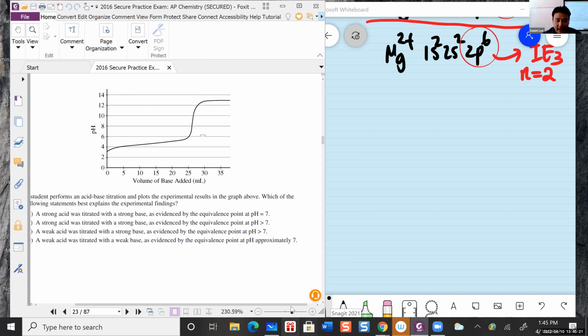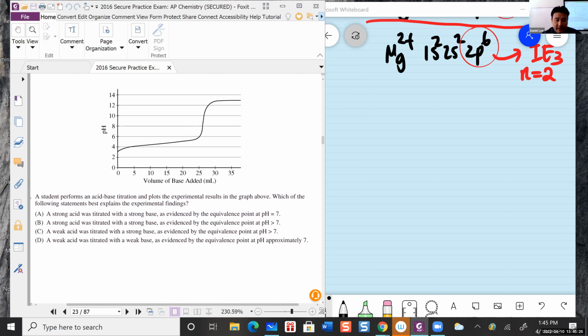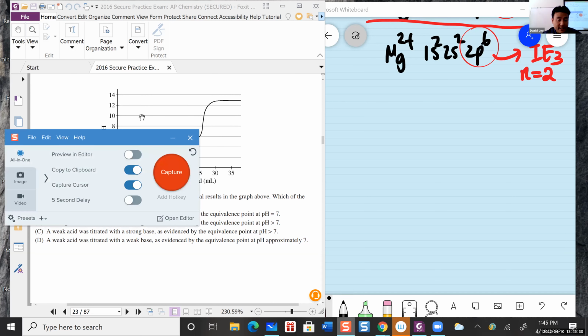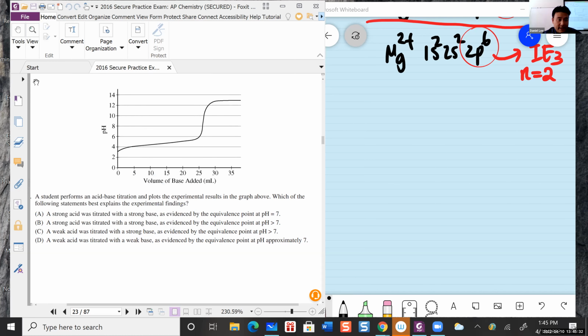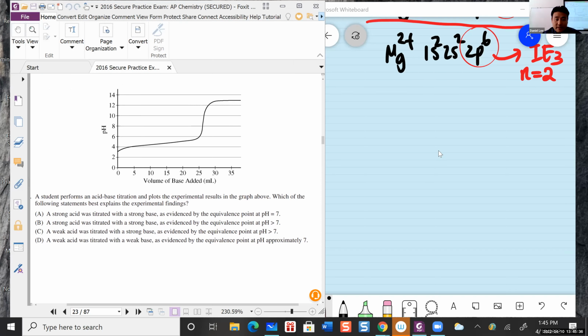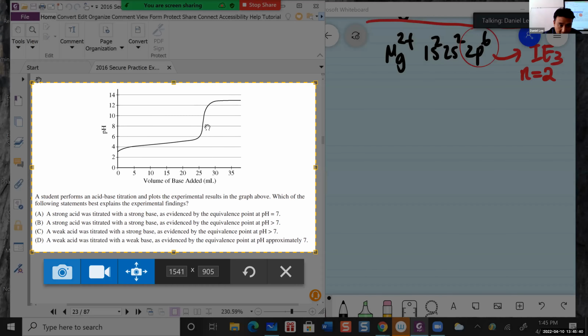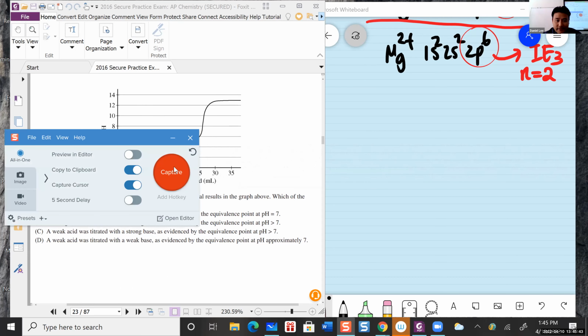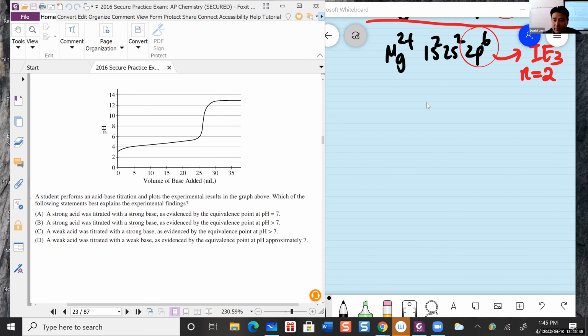The most vertical region is the equivalence point. So make sure we identify or know how to identify the equivalence point. The most vertical region is the equivalence point. So in this example, it is about 20-some mils. Let me put it over here and just discuss that a little bit.